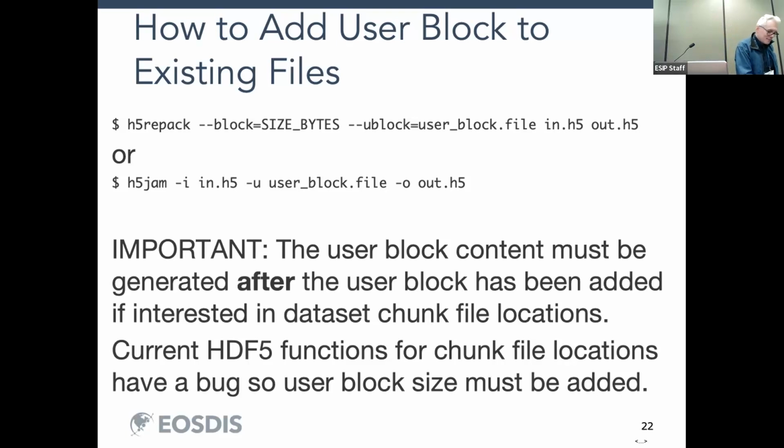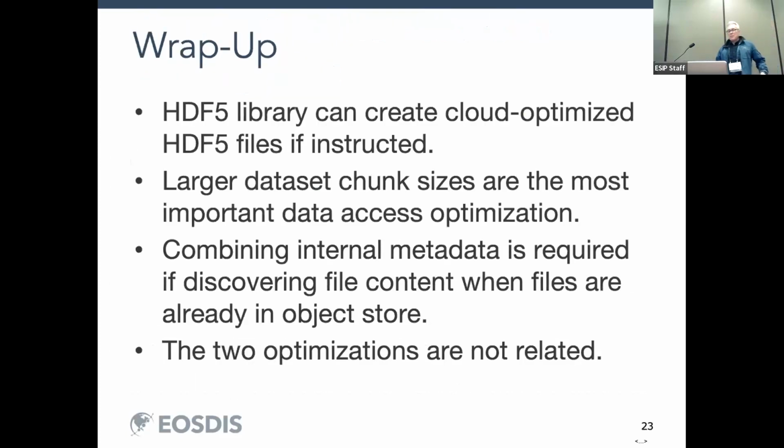Oh, there's other geeky stuff, but that's not cloud optimized. So anyway, the wrap up: the HDF5 library, if instructed, can create cloud optimized files. Definitely larger dataset chunk sizes. By now, you probably understand this is the most important thing if you want to create cloud optimized files. Consolidated internal metadata is also a very important part, but not always, especially if you, for example, use this user block idea. And again, consolidated internal metadata and dataset chunk sizes are really two different things. So one or the other are solving different problems. Both make everything much, much better.